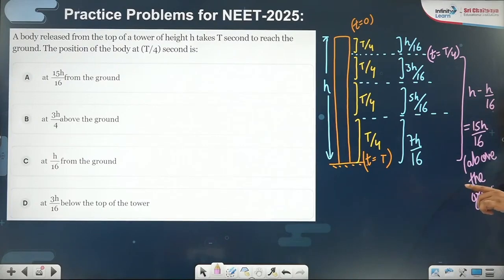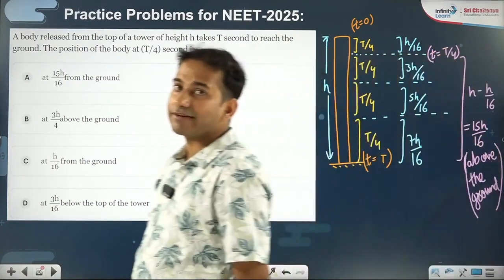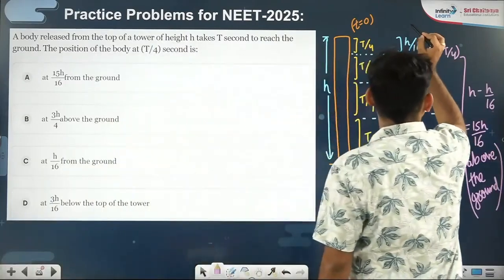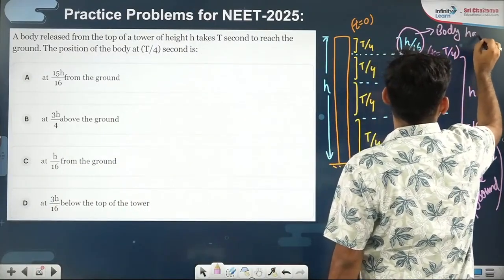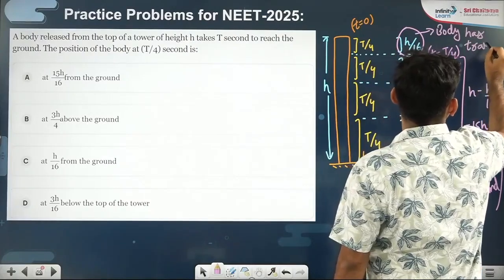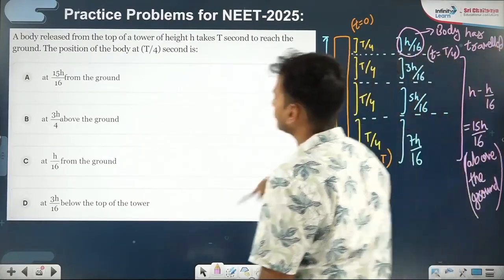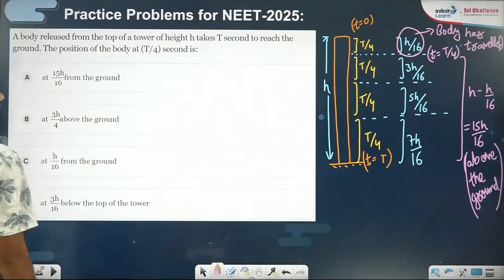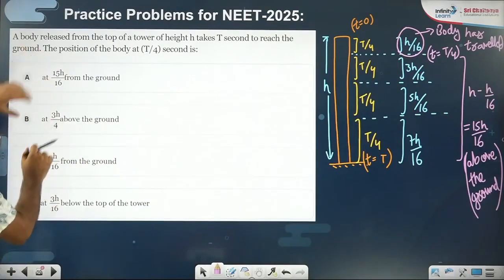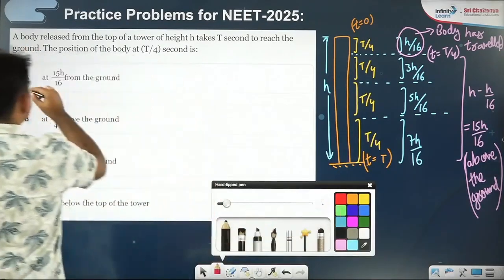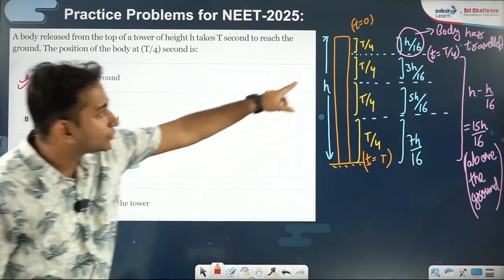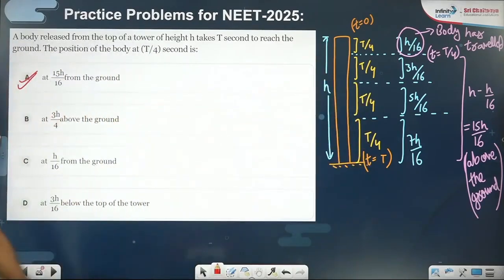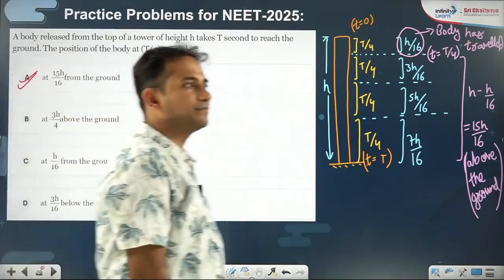So if they say in the same question how much the body has traveled, the body has traveled h by 16. This is the data. The body has dropped down by h by 16. But since all the options are saying above the ground, from the ground, the answer will be 15h by 16. And below the top of the tower, the answer would have been h by 16 rather than 3h by 16.